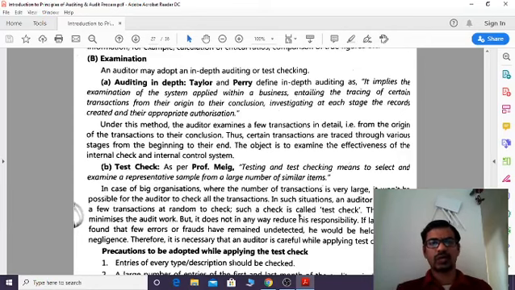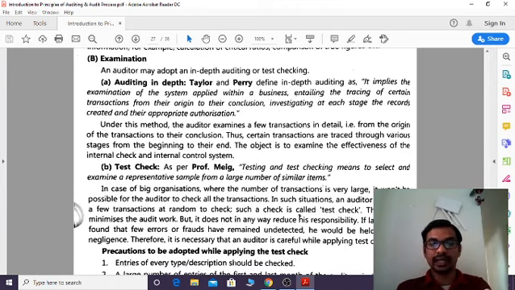Whatever transactions are recorded, whatever records are maintained by the business organization, all those records the auditor checks in detail, each and every transaction verified by the auditor. That is called auditing in depth. And the next one is the test check. Instead of checking each and every transaction, the auditor selects representative transactions from the large number of similar transactions, and only those transactions are verified by the auditor. This is called test and check.